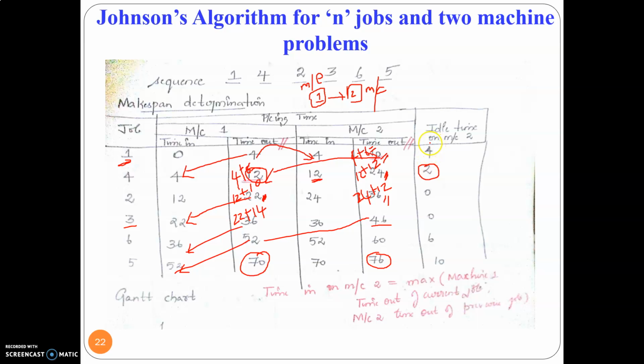Okay. Moreover, if you check here, for the first 4 minutes, job 1 is being processed in mission 1. So for that first 4 minutes, mission 2 will be idle. Okay. Next, if you check it out, mission 2 is released at the end of the 36th minute.